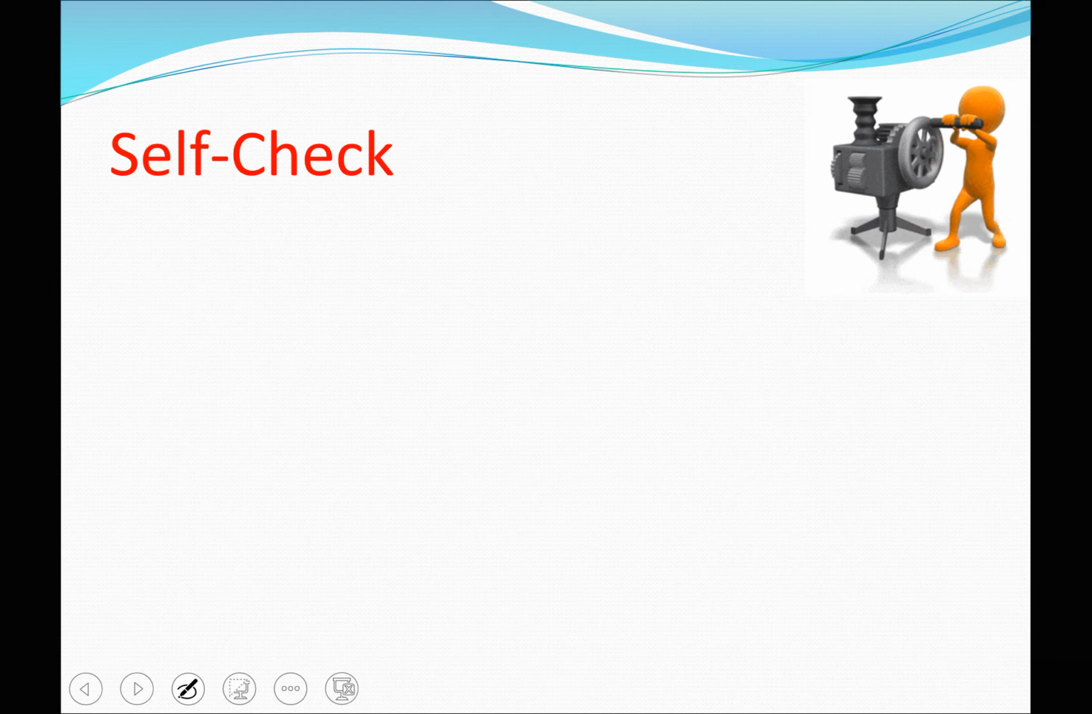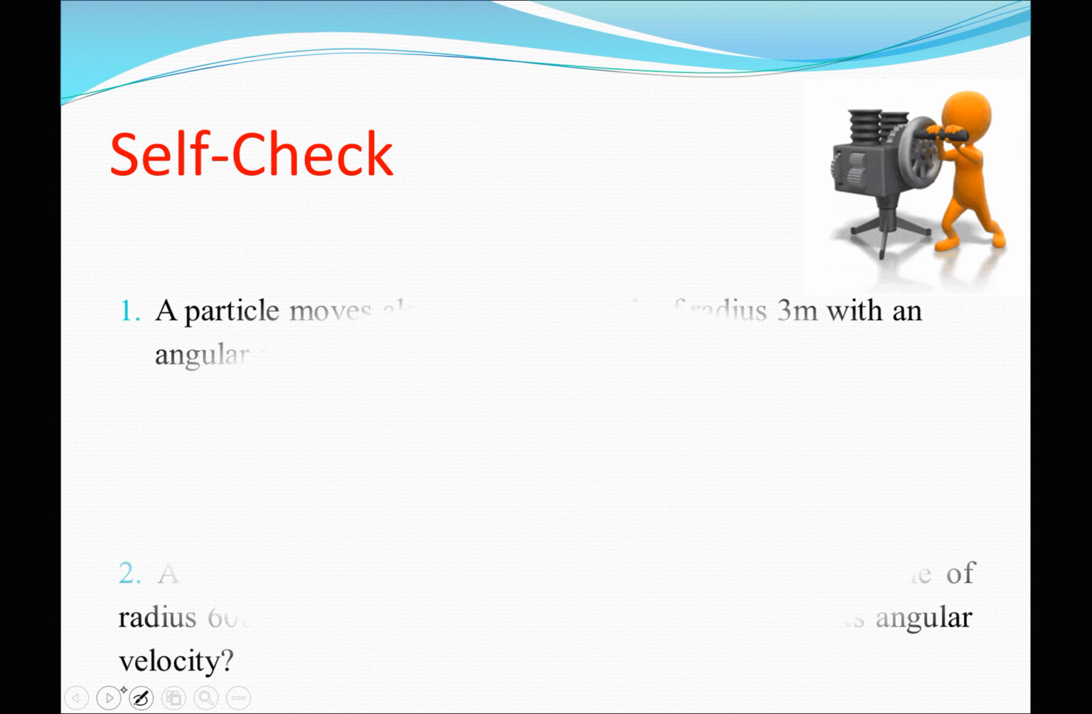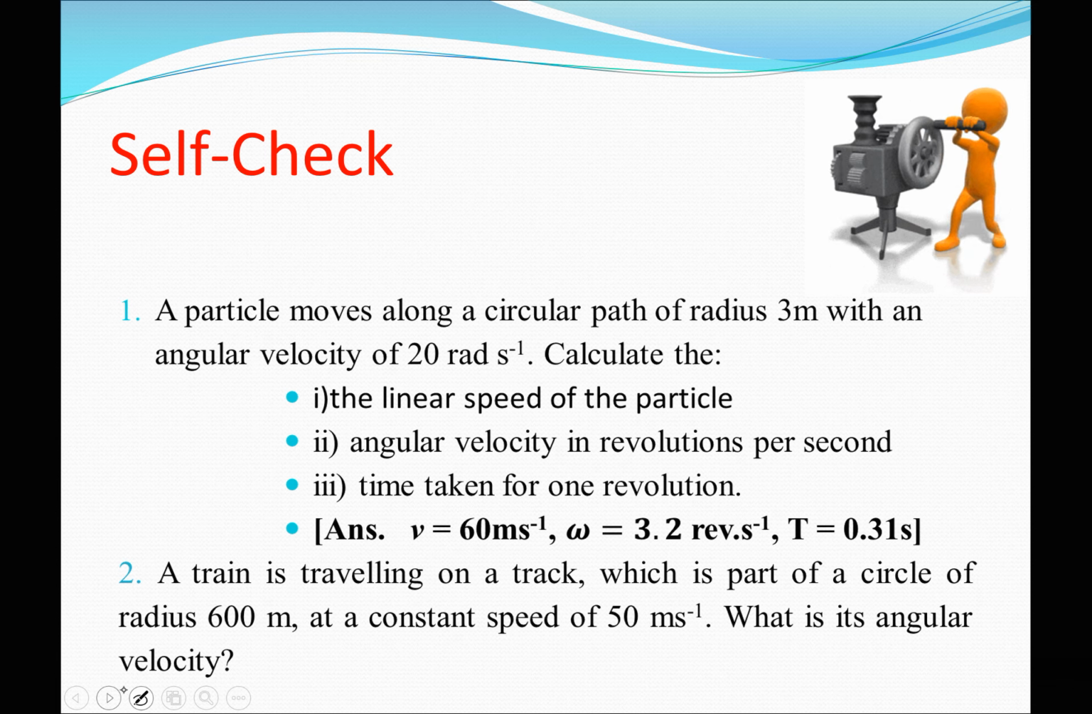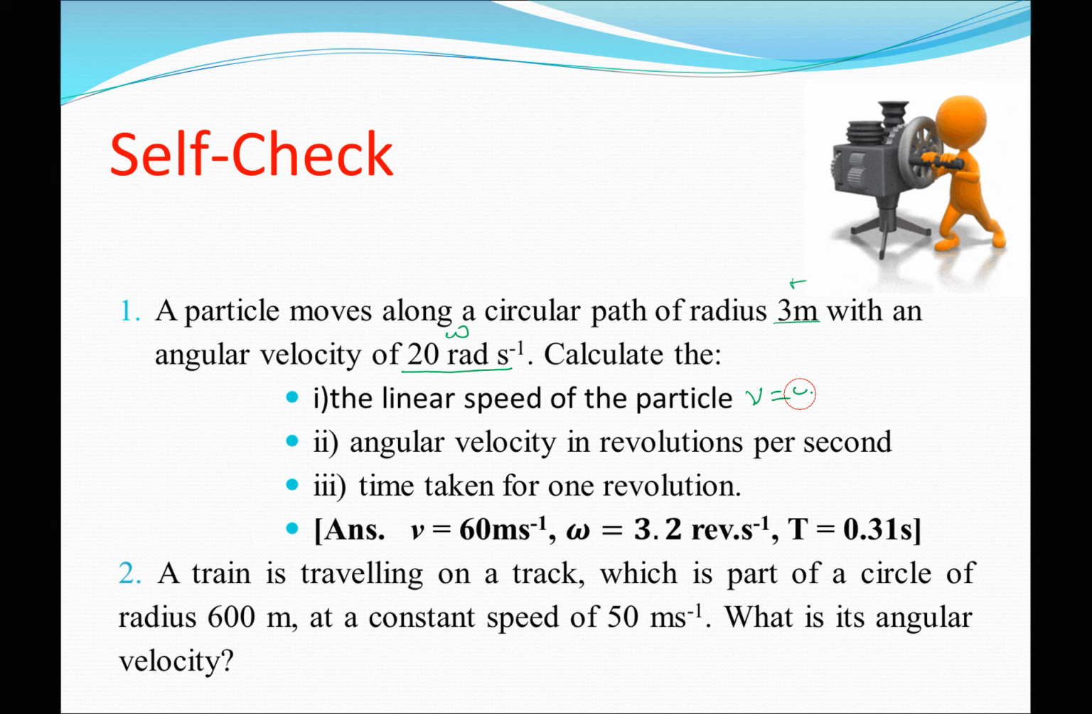So here we have a self-check. I don't think I'll solve the self-check. You can pause the video and try to solve it. I'll just give a hint where possible. A particle moves along a circular path of radius 3 meters. So this is r, 3 meters, with an angular velocity 20 radians per second. So this is omega. Calculate the linear speed of the particle. So we know linear speed is v equals omega times r. I think that is direct.